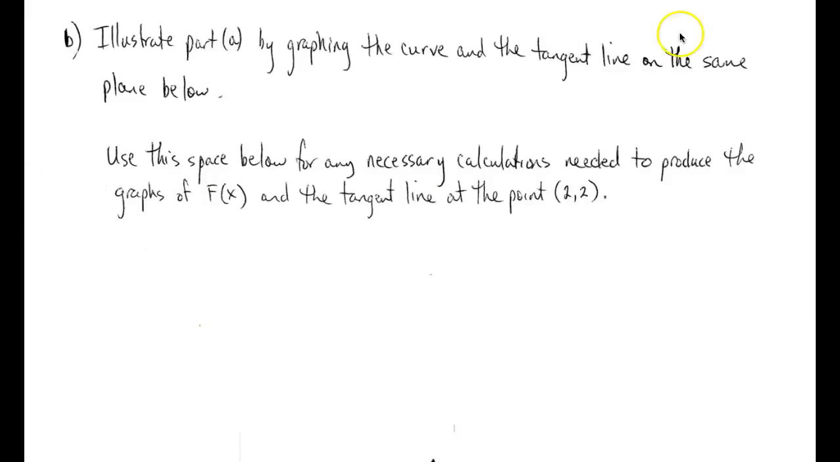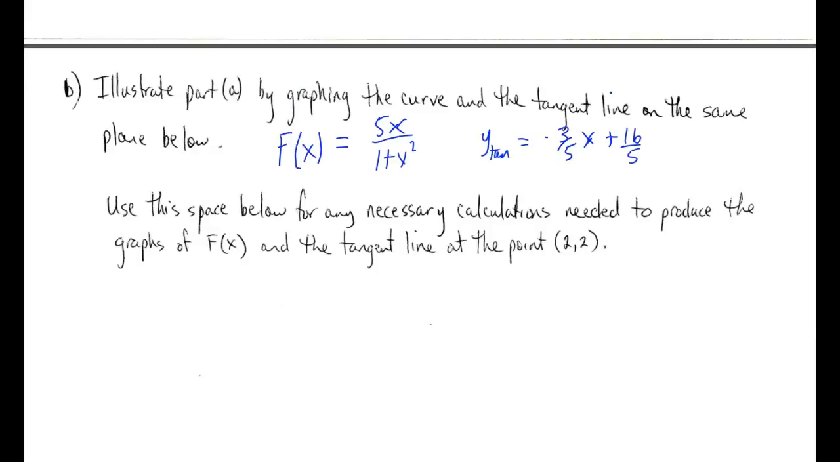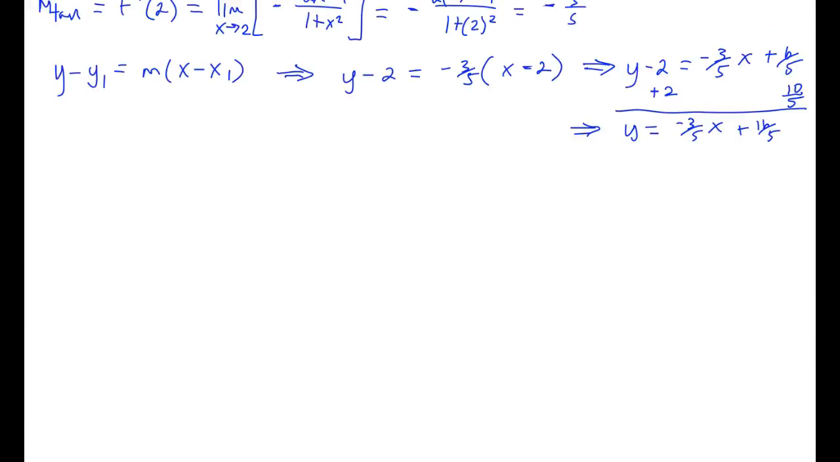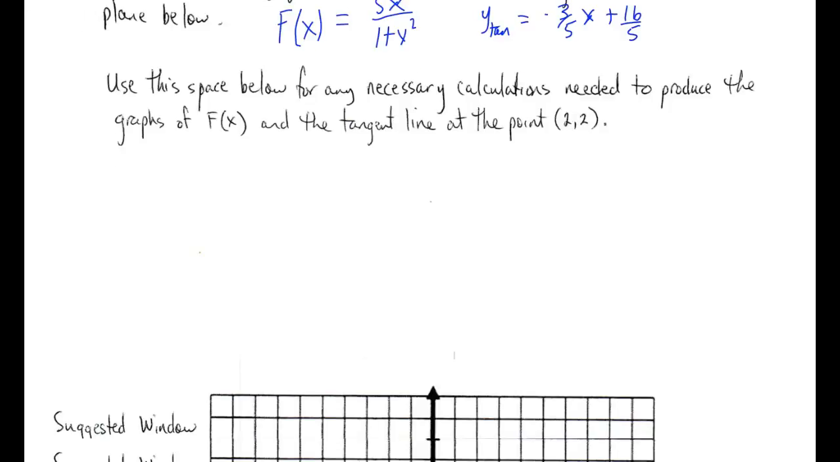So to make sure that this is clear, we want to take this function, which is f of x is equal to 5x divided by 1 plus x squared, and we want to also graph that with the tangent line, which was negative 3/5 x plus 16/5. And I think I remember that correctly. Let's go back up here. Yep, that's what it was.